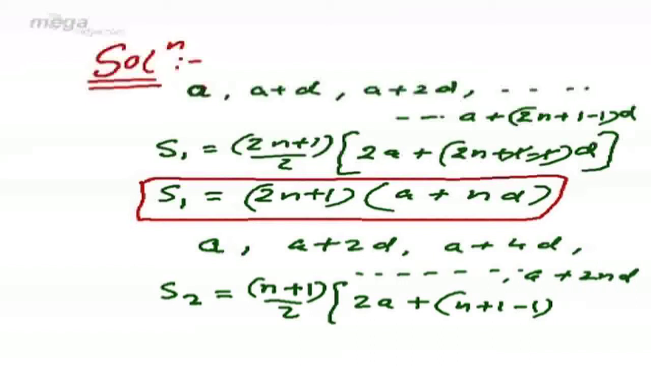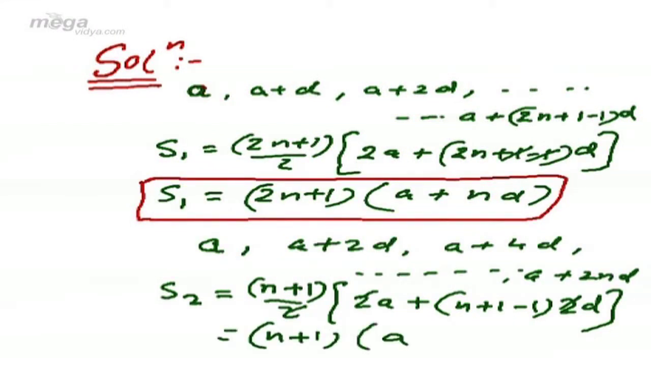But in this sequence, d is given as 2d, because a plus 2d minus a is 2d, and a plus 4d minus (a plus 2d) becomes 2d. Instead of putting d, we have to put 2d there. Now the 2 gets cancelled by this. We get (n plus 1) into (a plus nd). This is the value of S2.